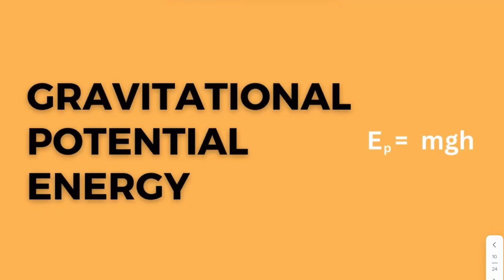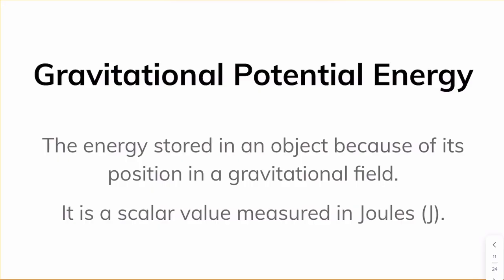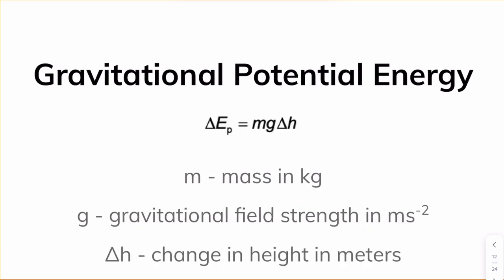In this video, we're going to go over gravitational potential energy. It's defined as the energy stored in an object because of its position in a gravitational field. And like all energy, it's a scalar value and it's measured in joules. The formula we're going to use is delta potential energy is equal to mg times delta h.